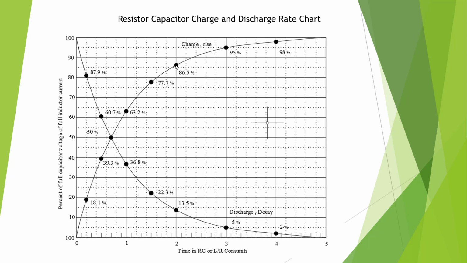So the second time constant is going to be 86.5%, then 95, 98, and we start approaching 100%. As we discharge, we're going to start at 100% or close to it, and we're going to go down to 36.8%, 13.5%, 5%, 2%, and close to zero. We're going to consider a capacitor fully charged in 5 time constants.